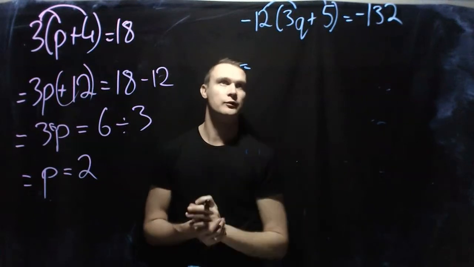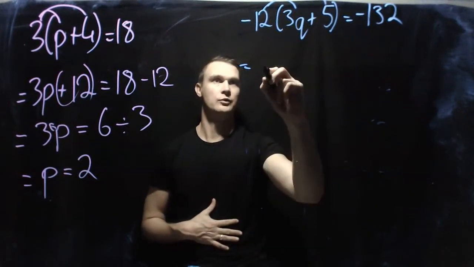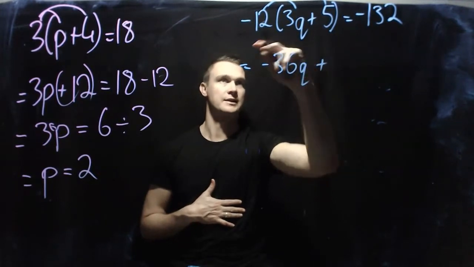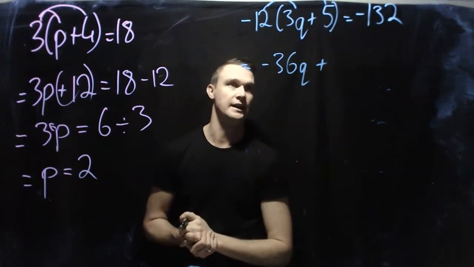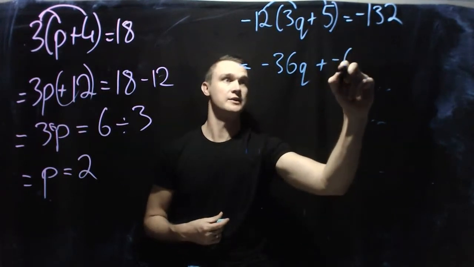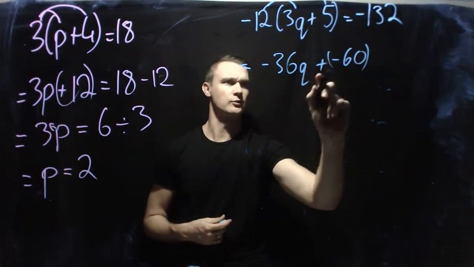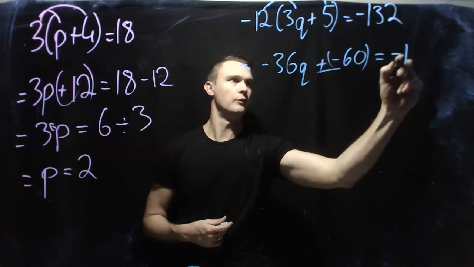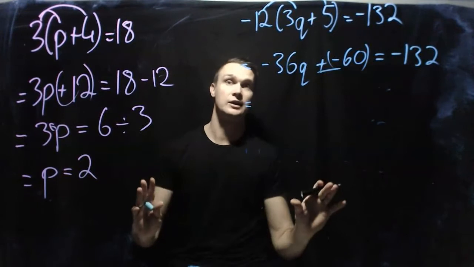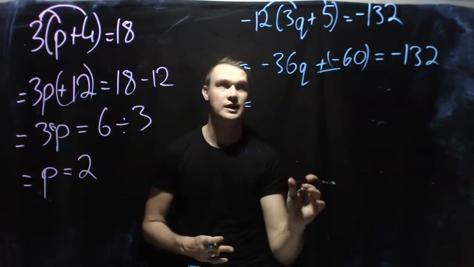So negative 12 times 3 will give us negative 36q, plus we've got negative 12 times 5, which will give us negative 60. I'll just put brackets over that because we'll see what we need to do there soon. And obviously we have the RHS on that side. Now we'll check if we need to collect like terms. In this case, we don't need to.